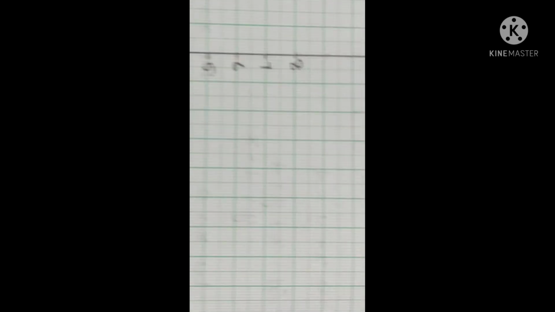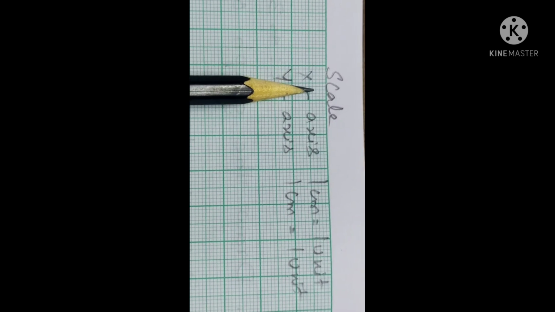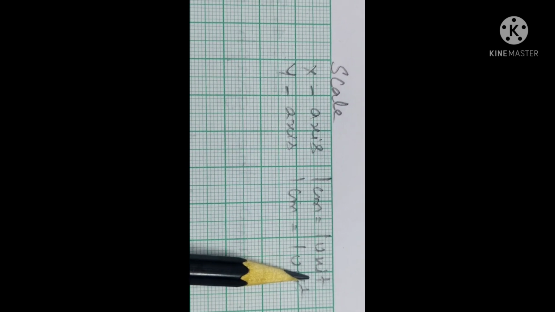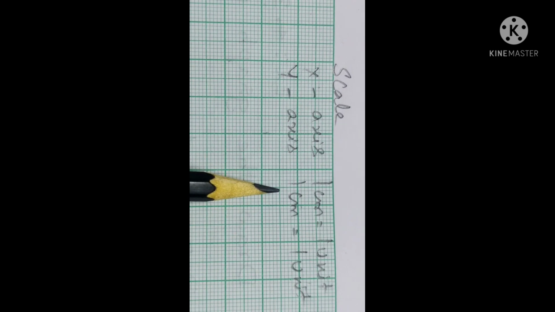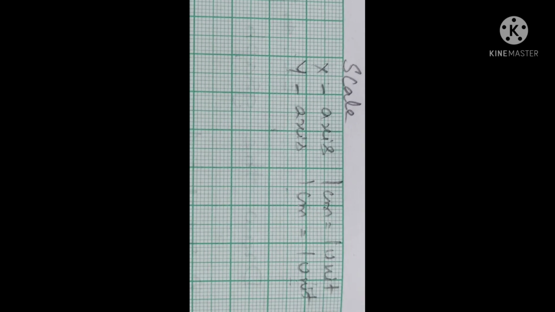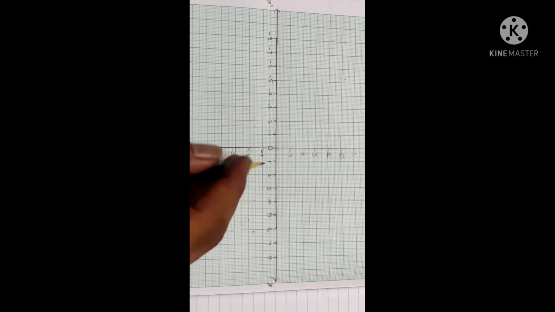So then go to the scale. Write on the top of the graph paper: x-axis, 1 centimeter equals 1 unit; y-axis, 1 centimeter equals 1 unit. Is it clear, children? Now after that, come to case 1. Here 0, 6. Where is 0, 6 in the graph?